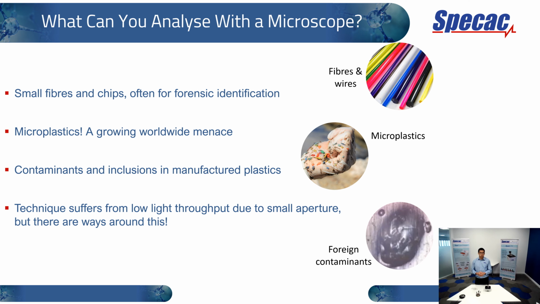We don't want such samples to be endangering human health. And it's very useful for analyzing contaminants within your end plastic product after the manufacturing process. So it's a good way to ensure that there are no such contaminants during QC of the samples. And usually the caveat of IR microscopy is that the technique suffers from low light throughput due to the small aperture of the microscope. But we at SpecAc have a way around this, as you will see in the next slide.